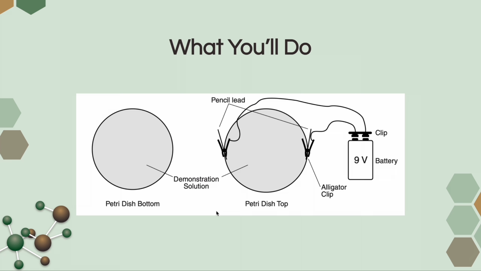So what you will do in the lab, in simple terms, will be to set up the electrodes, which will be the pencil leads in this case, as you can see here, and connect them to a battery, and then you'll see what happens at each electrode, so the left side and the right side, and you'll record what you see.